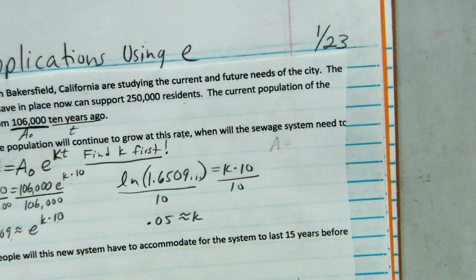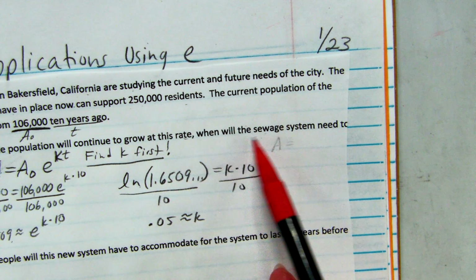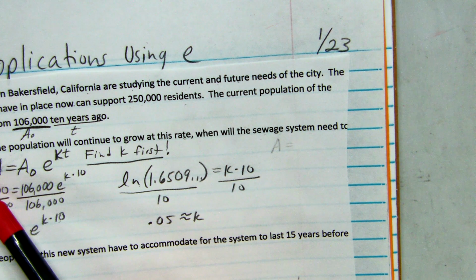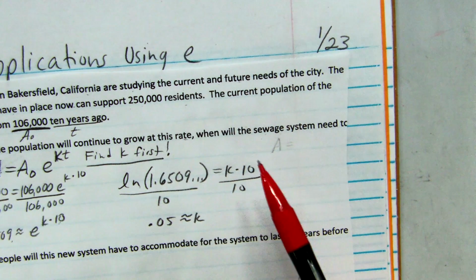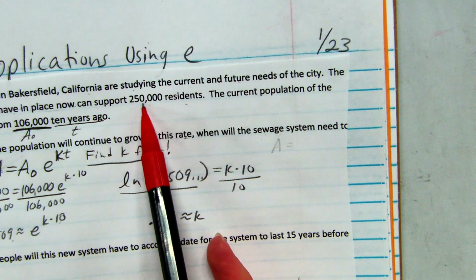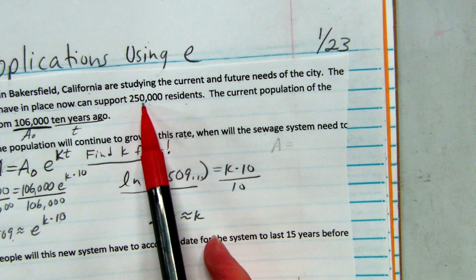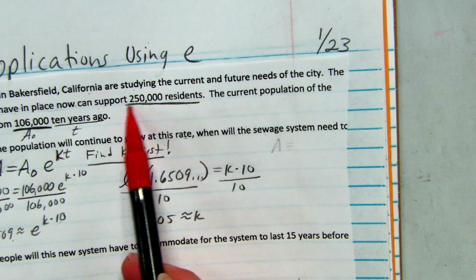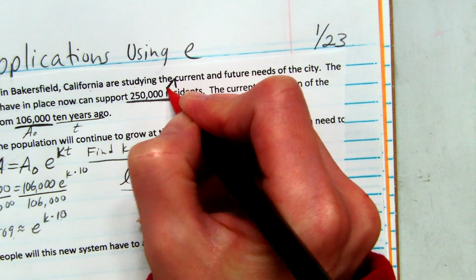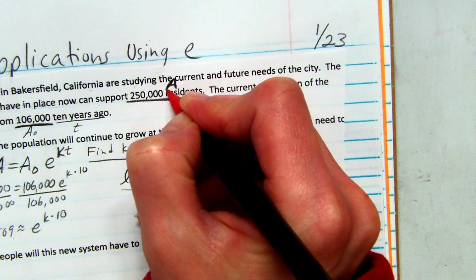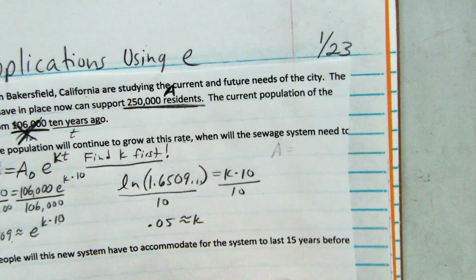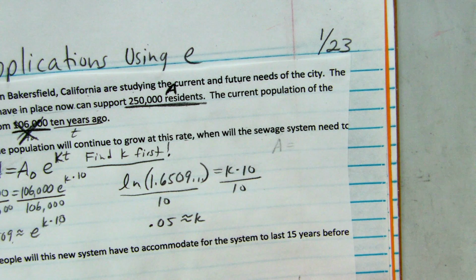So it asks, when will the sewage system need to be updated? So we're going to switch this a little bit. The one that's in place now can support 250,000. So that's going to become my new amount that we will have at some future year, and then we're going to change what it is now to the original amount. We don't need this one anymore. And we're going to solve.